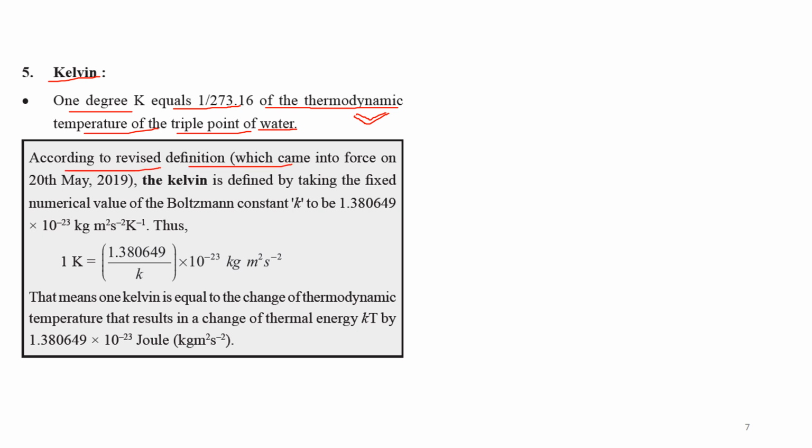According to the revised definition, which came into force on 20th May 2019, the Kelvin is defined by taking the fixed numerical value of Boltzmann constant K to be 1.380649 into 10 to the minus 23 kg meter square second to the power minus 2 Kelvin to the power minus 1. Thus 1 Kelvin is 1.380649 by K into 10 to the minus 23 kg meter square per second square. Okay, so this is nothing but the revised definition of Kelvin.